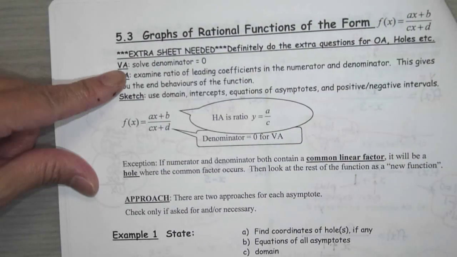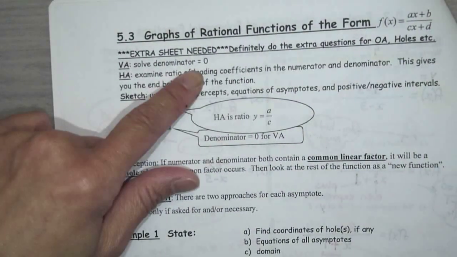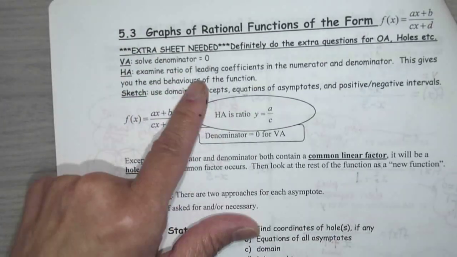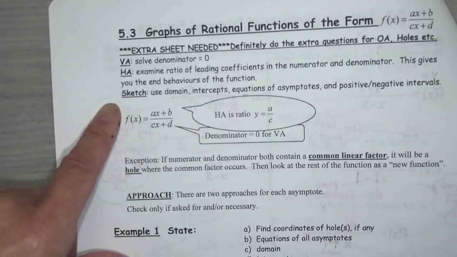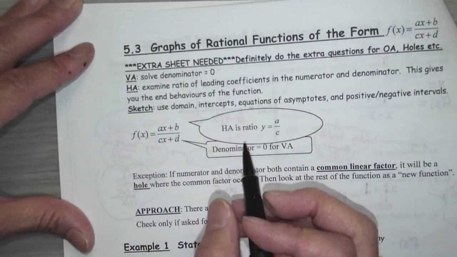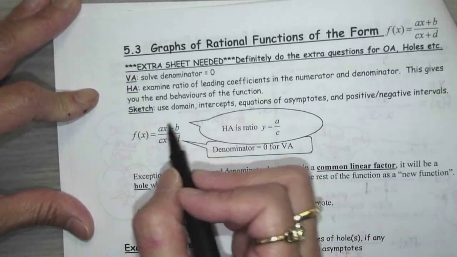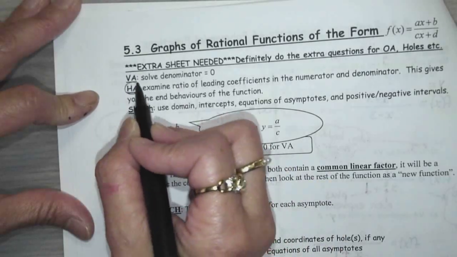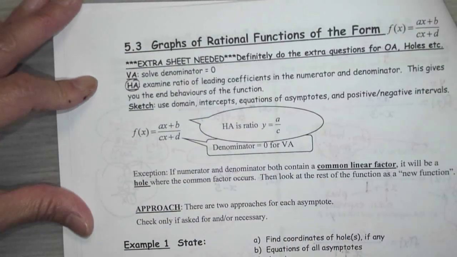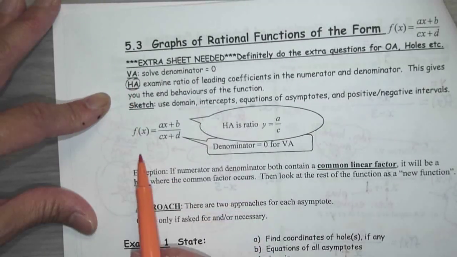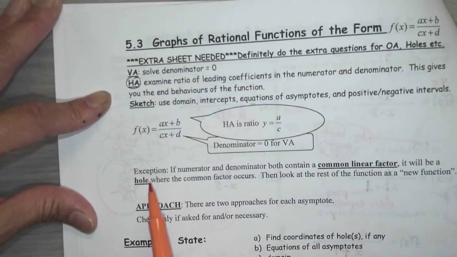We're always looking for vertical asymptote, which we know is the denominator equals 0. The horizontal, we are looking at the leading coefficients. We're looking at the degree to the degree. So horizontal asymptote is the degree to the degree. We went through that in the other lesson, so I'm not going to go through that again. We went through that in 5.2, where we look at the degrees of the numerator and denominator for horizontal.